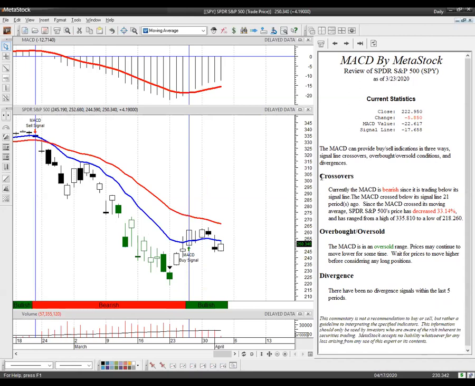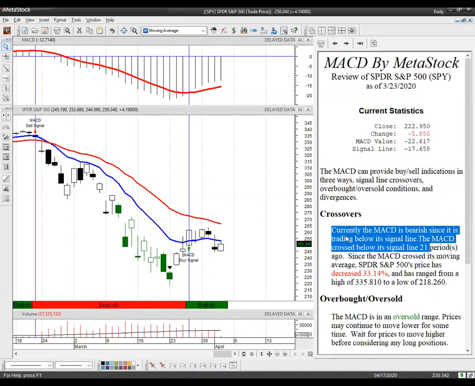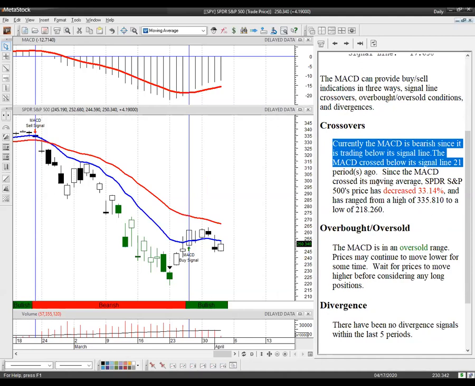Right now, the MACD is currently bearish since it's trading below its signal line. The MACD crossed below its signal line 21 periods ago. I can actually make this bigger for you. Since the MACD crossed below its signal line, the S&P has decreased an enormous amount, 33%. Yeah, that was a huge drop, right? And has ranged from this to this, okay?